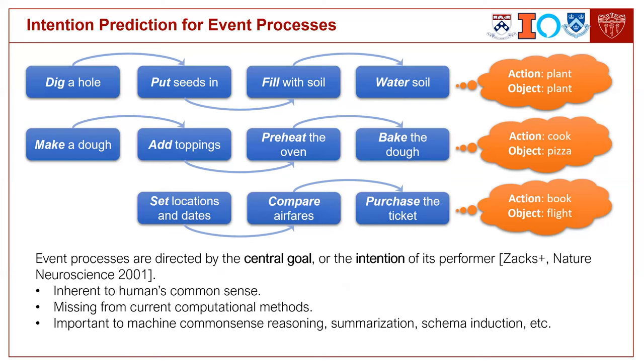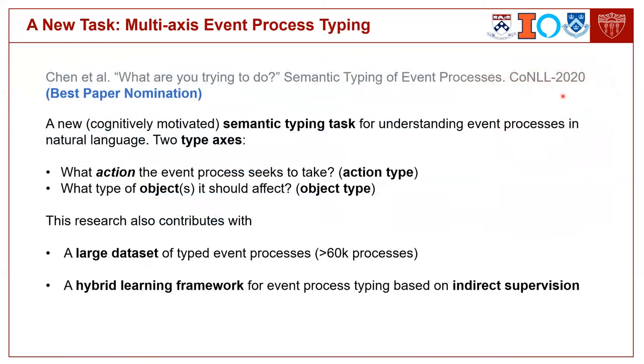So to mimic this kind of understanding, in this 2020 Cornell paper published last year by us, we proposed a new cognitively motivated semantic typing task for event processes, which seeks to infer what the overall action the process seeks to take should be and what type of objects the process should affect. And to facilitate the research on this problem, again, we contributed a large dataset of typed event processes from Muhao, and we also propose an effective method to address the problem based on indirect supervision.